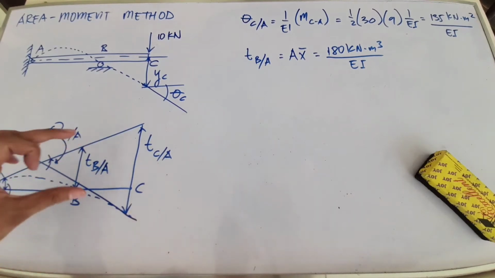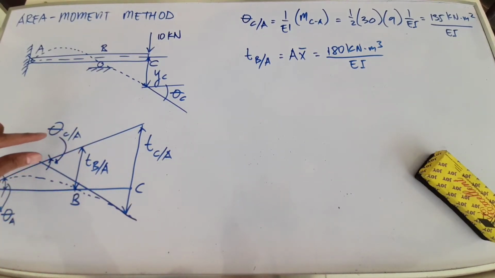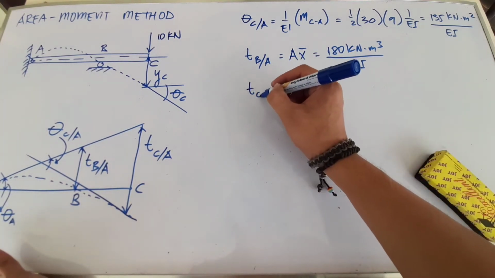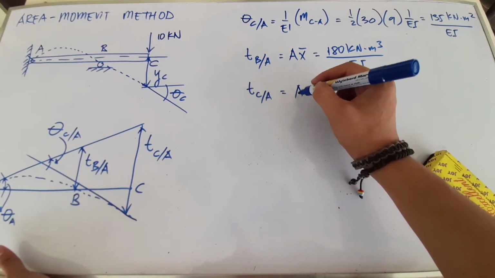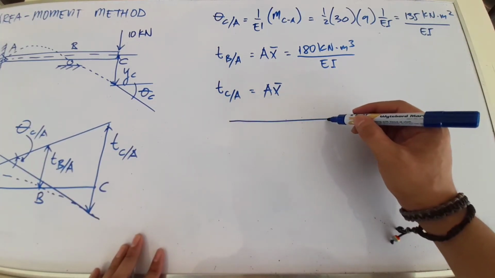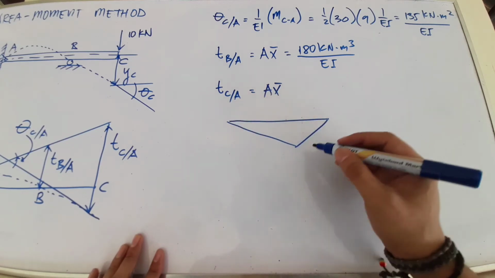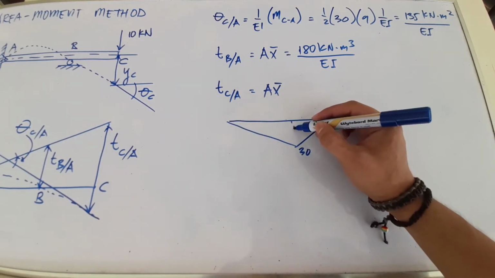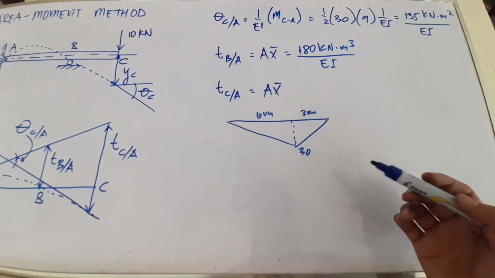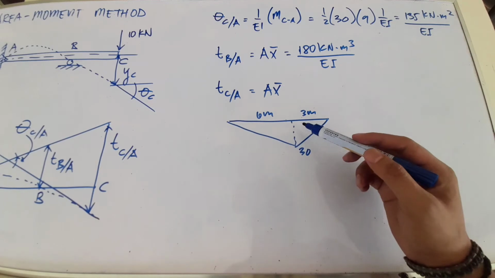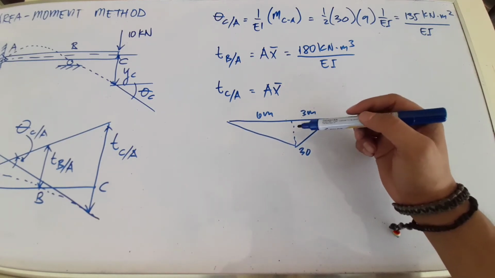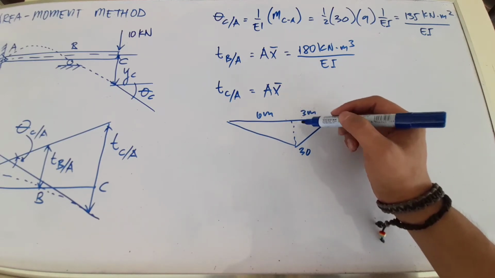So, meron na tayong T B over A and meron din tayong slope C over A. Next is yung T C over A. So, area X bar. Analyze lang natin yung triangle from A to C. This is 30. This is 3 meters. And then this one is 6 meters. Medyo mahirap kasing kumuha ng centroid or yung x-bar pag ganitong triangle. No? Mas mabilis pag i-divide natin yung triangle na to into two right triangles na para 1/3 dito, 2/3.